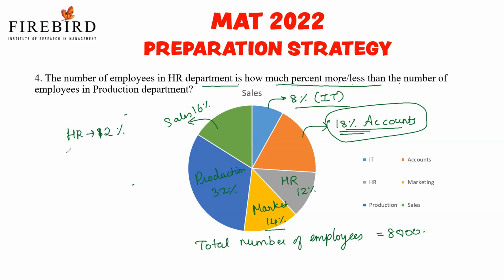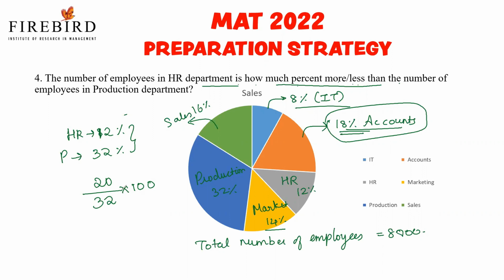Okay, and in production department 32%. Just see the difference. So the difference in percentage is what? 20 divided by, they are comparing with the production department, so divided by 32 into 100. You don't want to calculate the total number of employees in HR and in production, then solve the problem. It is very simple if you go this way.